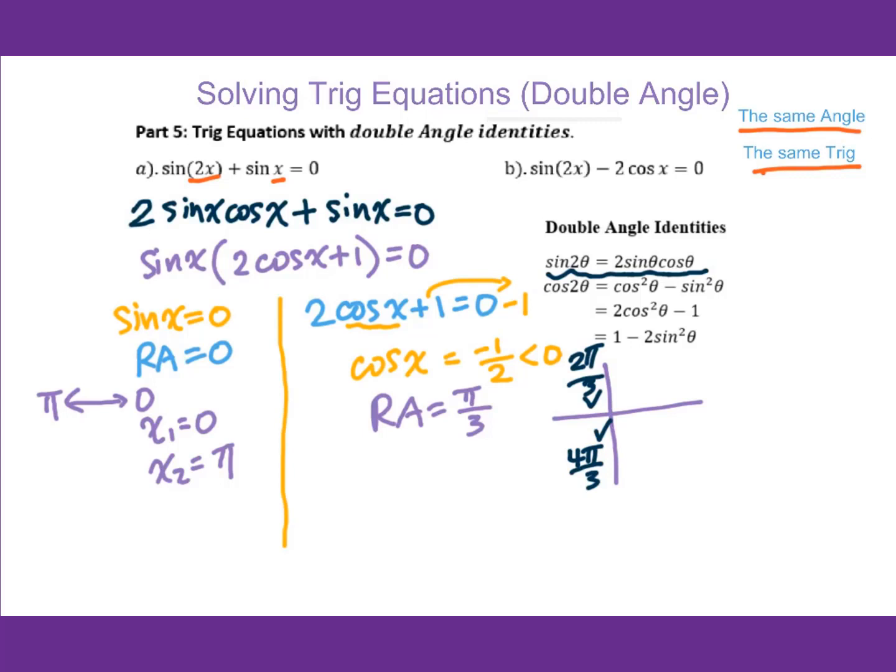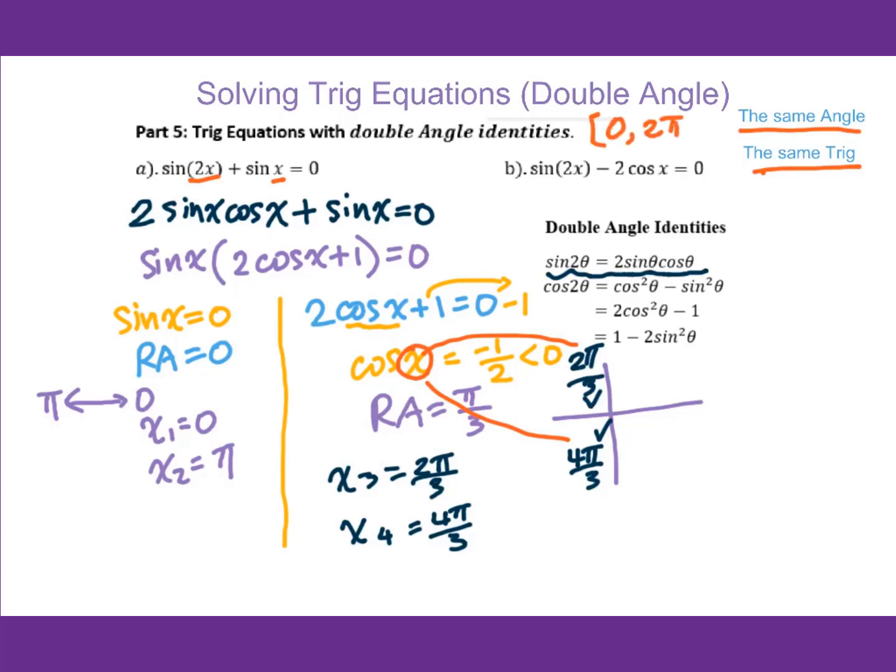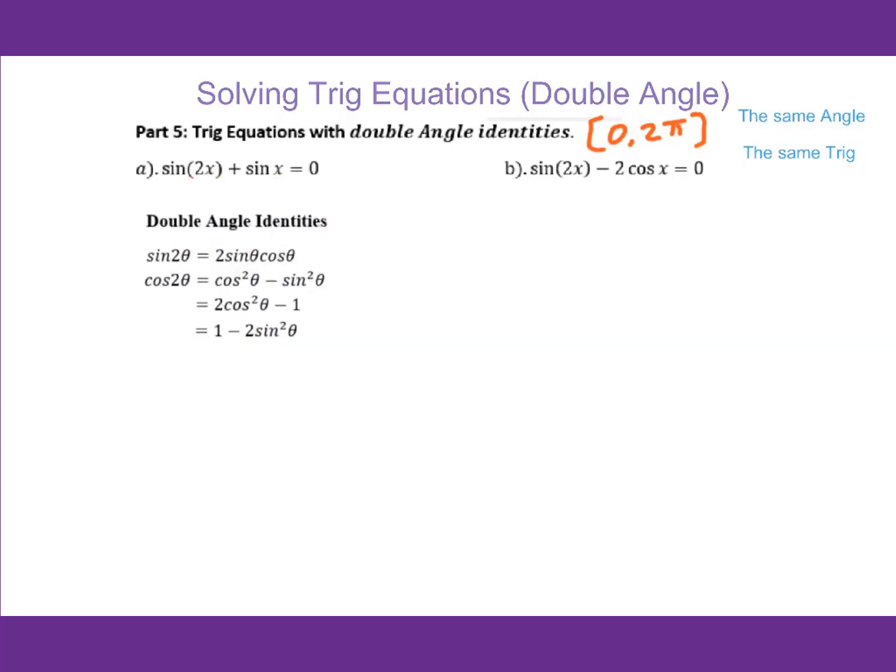Check the angle here, that's x. So we can just write down x3 equals 2 pi over 3 and x4 equals 4 pi over 3. For part A, we need the angle between 0 to 2 pi. We don't have to get the general form, so this will be the solution. Now let's go to B.